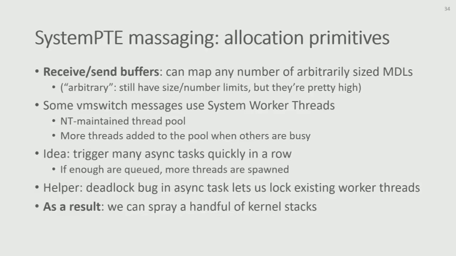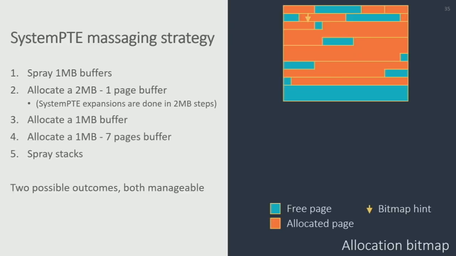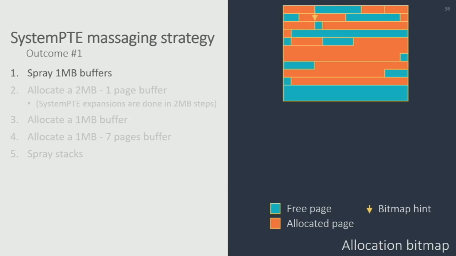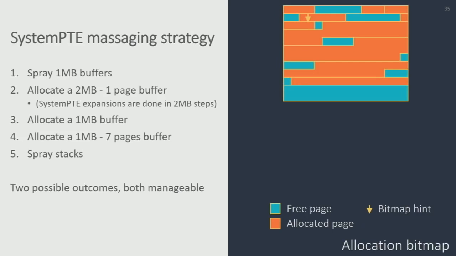And so at this point, we basically have a really hacky way of creating new kernel thread stacks. Ideally, we really only want to have to spawn a single one, and so that's where we have to go into how to massage the heap, the kernel system PT region, and basically just have these 5 steps that just work.